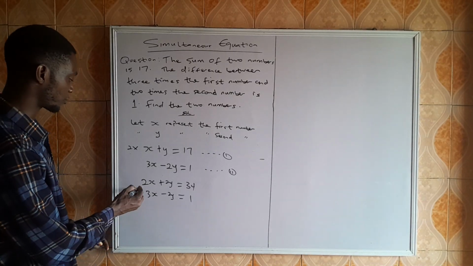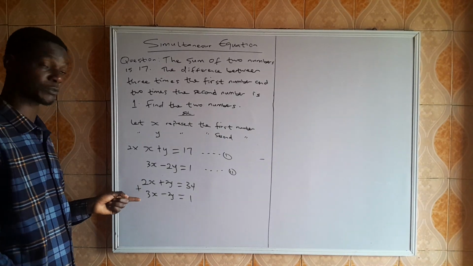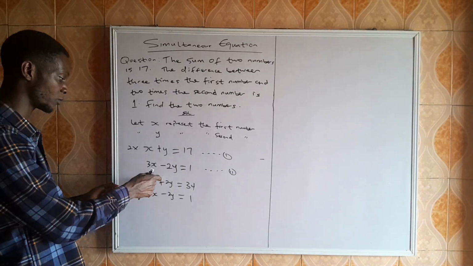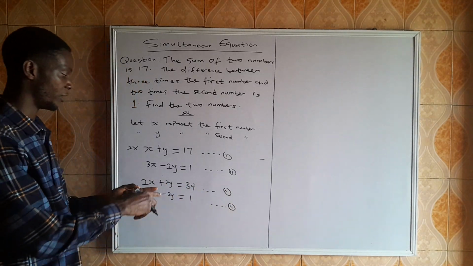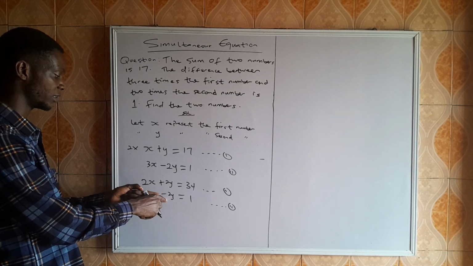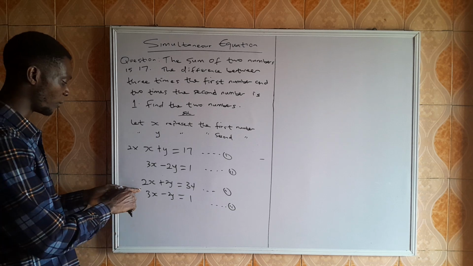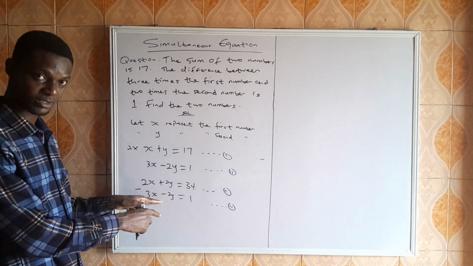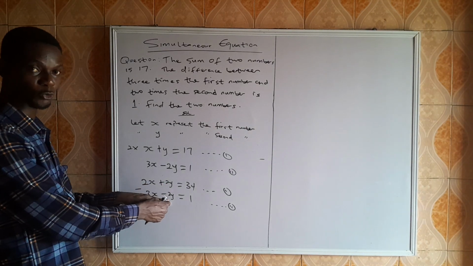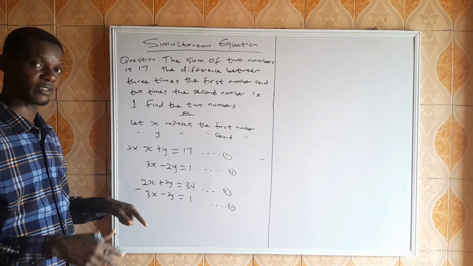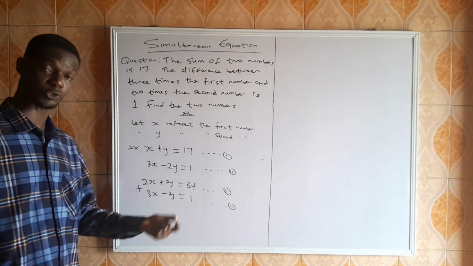Now, you could subtract. Let me call this equation 1 and this equation 2. If you subtract, minus multiplied by minus becomes plus, and plus 2Y plus 2Y will be 4Y, which means Y is still there. So the best thing for you to do is to add. You add equation 1 and equation 2 together.